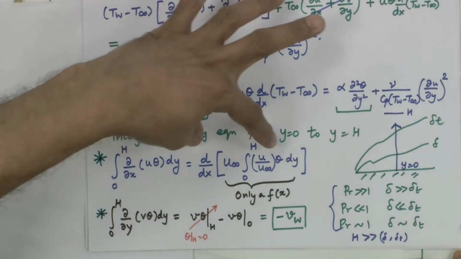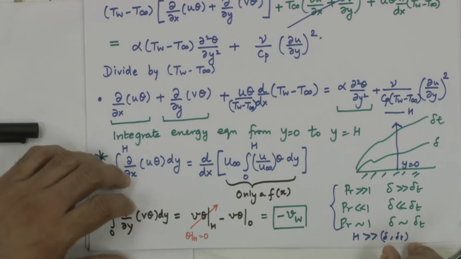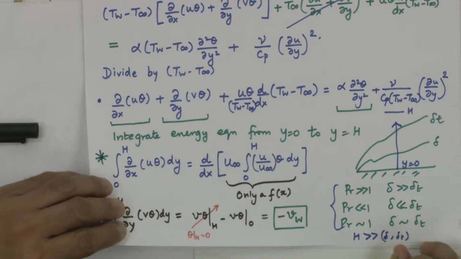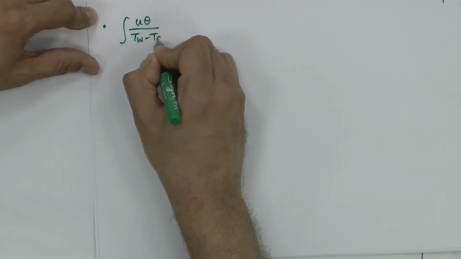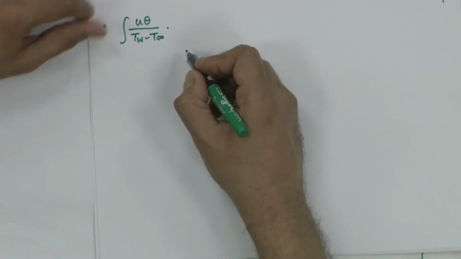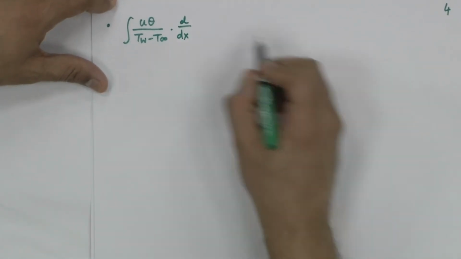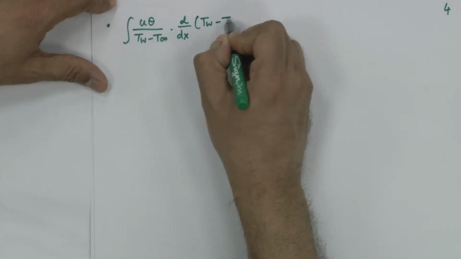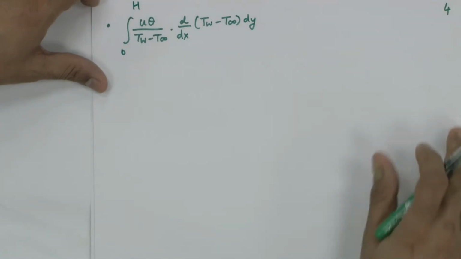So, two terms are now taken care of for integration. The first term changes to an ordinary differential with an integral inside. The second term reduces to minus Vw. Now, the third term, which is integral of u theta divided by t wall minus t infinity, d by dx of t wall minus t infinity, dy evaluated from 0 to capital H.